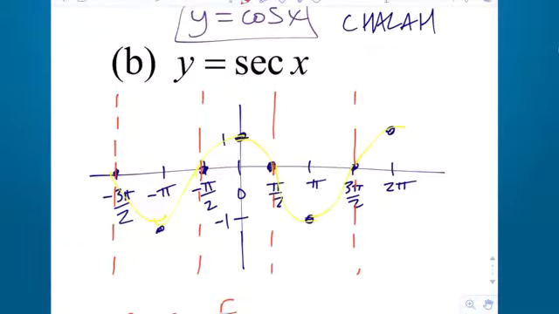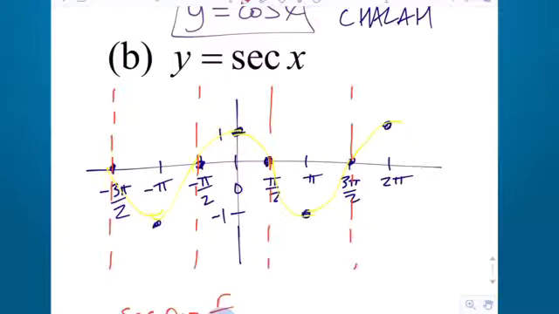Now, to get the rest of our points, let's do the other thing that we did with tangent. The high point of 1, I'm going to graph the reciprocal of that now. What's the reciprocal of 1? 1, right? So the high points are the same point on both graphs. Secant of 0 is 1, cosine of 0 is 1. So the high points stay high. What about the low points at -1? What's the reciprocal of -1? -1. So same thing. Cosine of pi is -1. Secant of pi is -1. So the low points stay low.